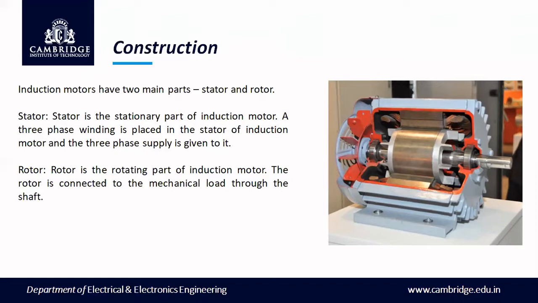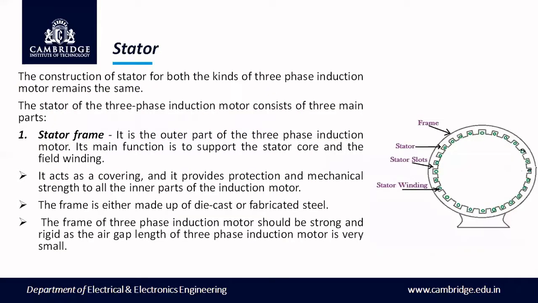Along with that it will have many other different parts like bushings, outer covering, everything. But the two main important parts to be considered when the construction is done are the stator and the rotor. When we talk about the stator, the construction of the stator for both kinds of three-phase induction motor remains the same. There are two different types of induction motors. For those two different types also, the stator construction remains the same. It does not change.